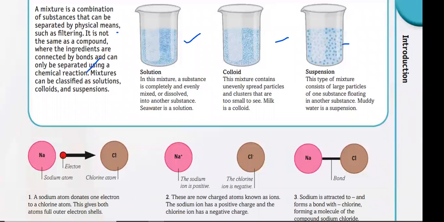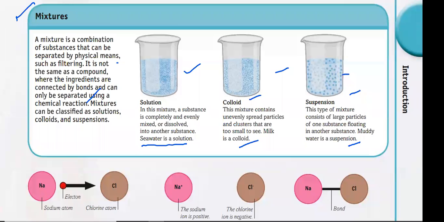In a solution, the substance is completely and evenly mixed and dissolved into another substance. For example, seawater is a solution. Like that, you see the other kind here, colloids. This mixture contains unevenly spread particles and clusters that are too small to see. Milk is an example, so milk is a colloid. While in a suspension, this type of mixture consists of large particles of one substance floating in another substance. Muddy water is a suspension. So we can easily identify the sizes of the particles. Depending on the sizes of the particles, we can tell the difference between the suspension, colloid, and solution.